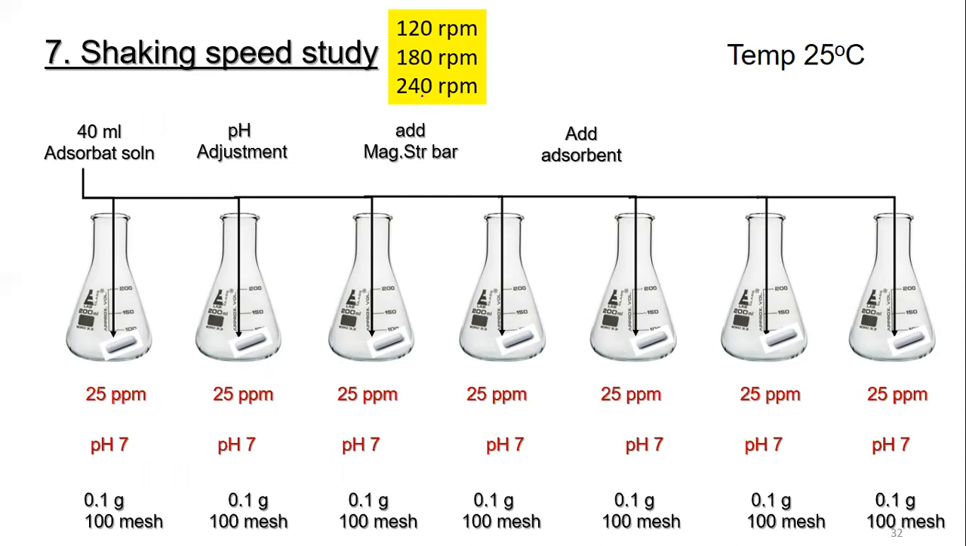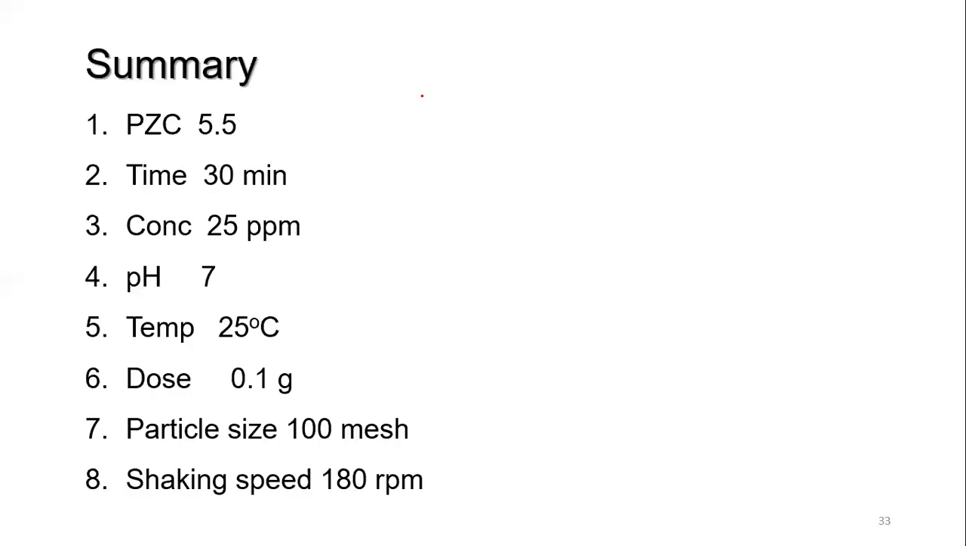Now let's just remind and revise what we have studied till now. The first one, we started from pH PZC, or point of zero charge, and we observed that our pH PZC is 5.5. Just imagine it's 5.5. What you get by yourself may be possible that your pH PZC is 4.5 or maybe 7.5, depending on your values. Then the second parameter that we have to optimize is time, and we found that our equilibrium is established in 30 minutes.